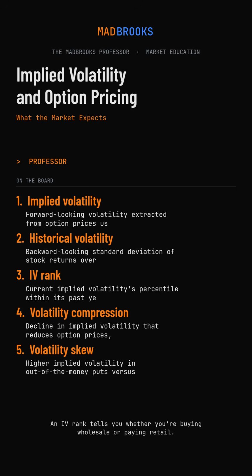Implied volatility is the market's price for uncertainty. An IV rank tells you whether you're buying wholesale or paying retail.